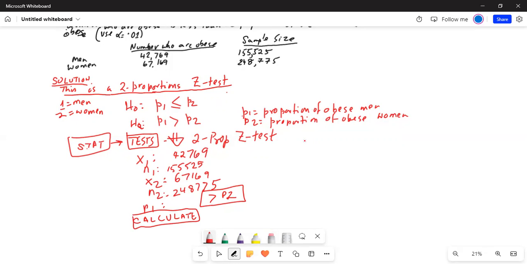And the test statistic Z is 3.475. What does it mean? It means the sample proportion 1, P1 hat, is greater than P2 hat, sample proportion 2, by 3.475 times the standard deviation of the sampling distribution of the difference P1 hat minus P2 hat.